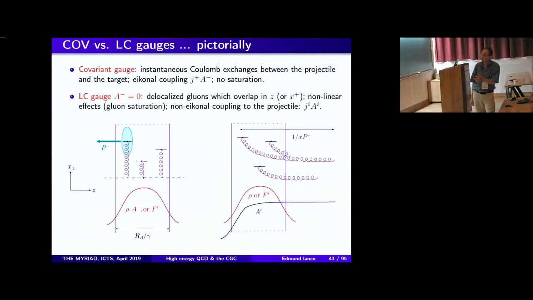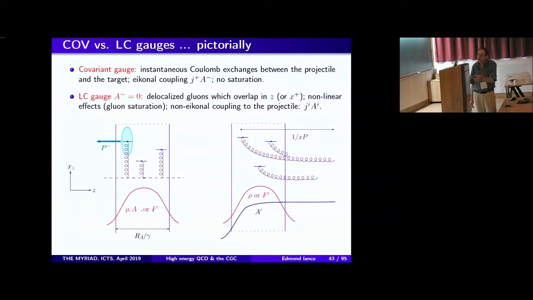Now let's move to the light-cone gauge. In the light-cone gauge, again, the color charges are localized, and so is the gauge field strength tensor. But the gauge field now extends from the color charge all the way to infinity. And now because they overlap, they can also interact with each other. And indeed, the Yang-Mills equation here is nonlinear. The non-linearity in the Yang-Mills equation describes gluon saturation. Here, the equation was linear. These fields live at different x plus. They don't touch each other, so they cannot interact. So there can be no saturation.